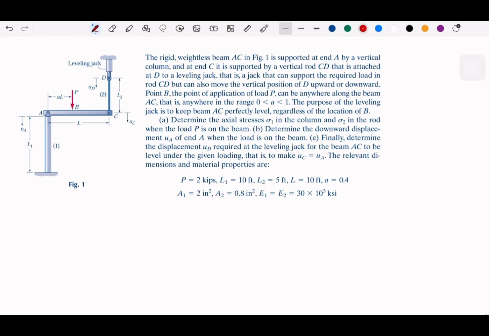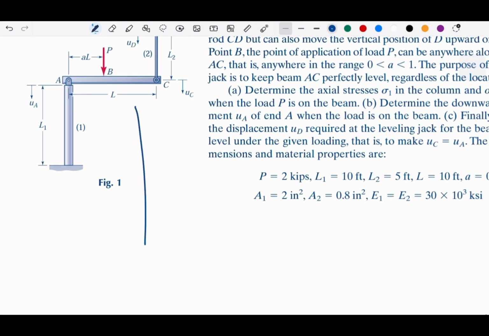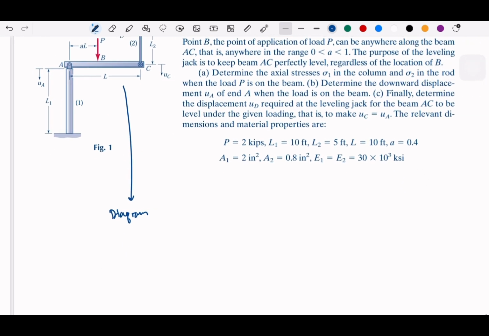So we have the P, we have L, we have A1, A2. It's already given as area, so we don't need to calculate with the diameter. And we are given the same stiffness, so this material, 1 and 2, are the same material. So basically, first we are going to work out the diagram. So let me write here. So write the diagram, based on AC.